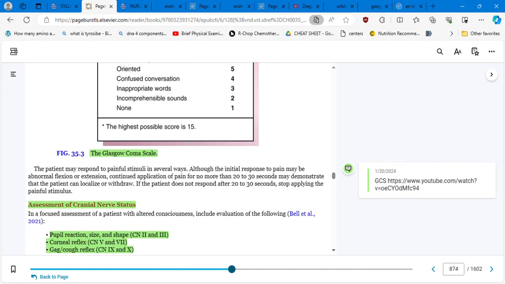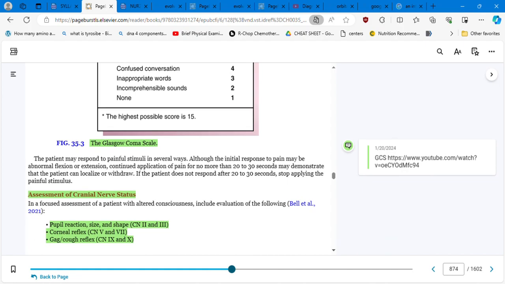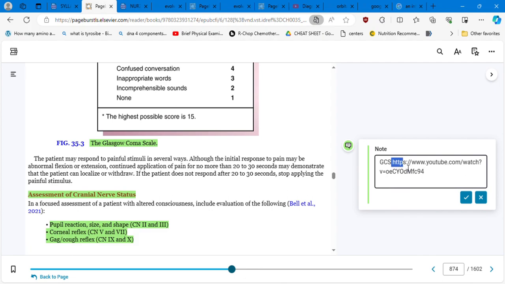Okay. Remember, we have 2 types of nursing assessment. One is the focus assessment, which is done by the bedside nurse, and the other one is the comprehensive, which is done by primary care providers and neurologic ICU nurses. That's more extensive. So let's watch the video about the Glasgow Coma Scale assessment so you can have a better understanding. Okay.